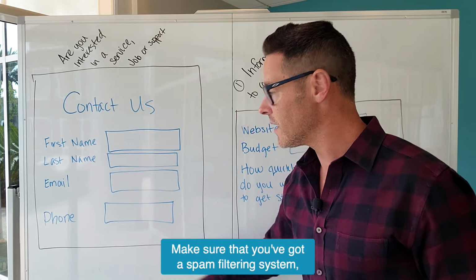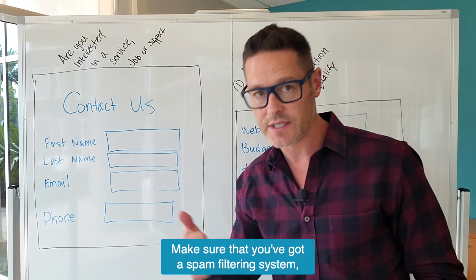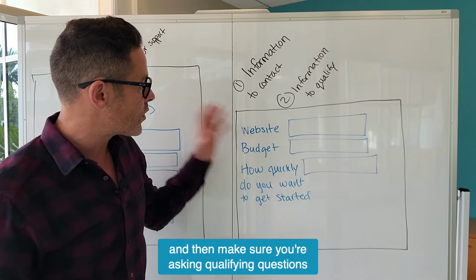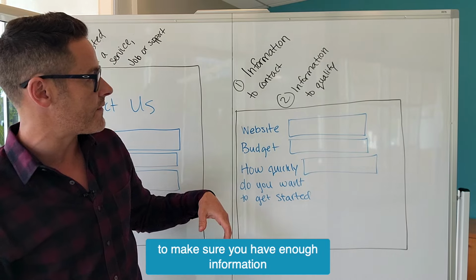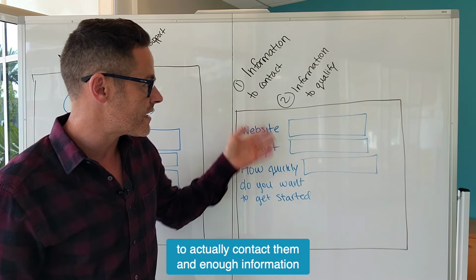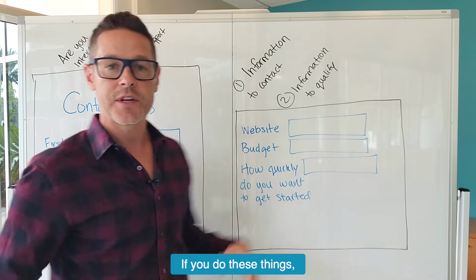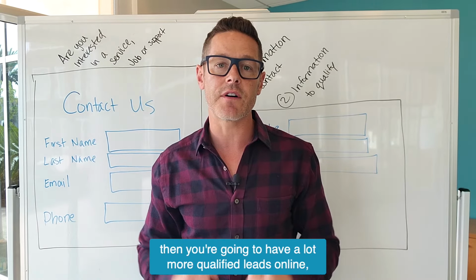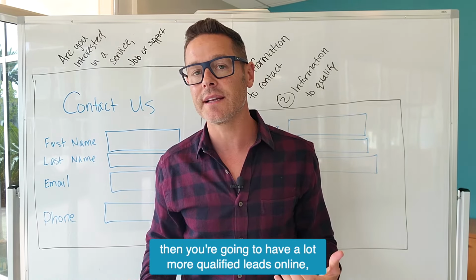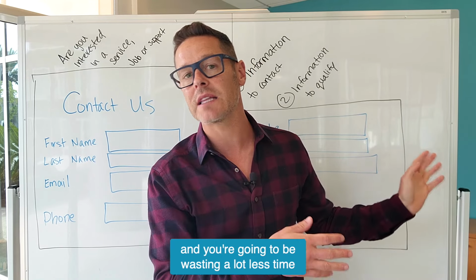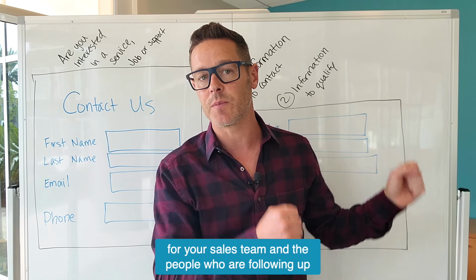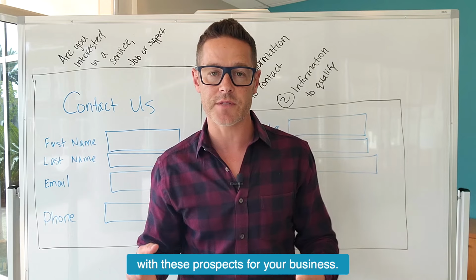Just to recap, make sure they're actually interested in a service before they even fill out any of the form. Make sure that you've got a spam filtering system, and then make sure you're asking qualifying questions to make sure you have enough information to actually contact them and enough information to qualify them as a true prospect. If you do these things, then you're going to have a lot more qualified leads online, and you're going to be wasting a lot less time for your sales team and the people who are following up with these prospects for your business.